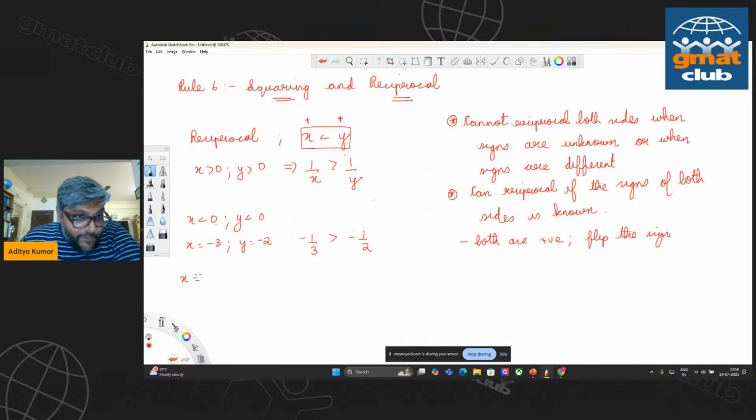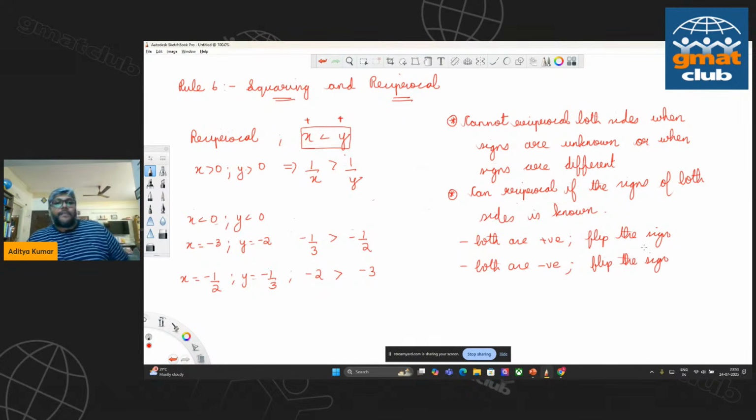Let's test even for a fraction. So x is less than y, x is minus 1 by 2, y is minus 1 by 3. If I take the reciprocal of x, I'm going to get minus 2. If I take the reciprocal of y, I'm going to get minus 3. Minus 2 is greater than minus 3. So even when both are negative, what happens when I take the reciprocal? The sign flips.